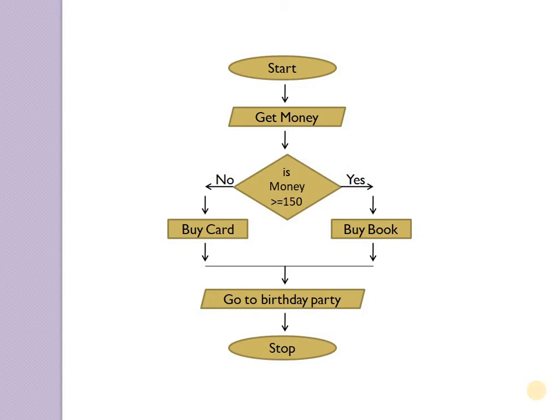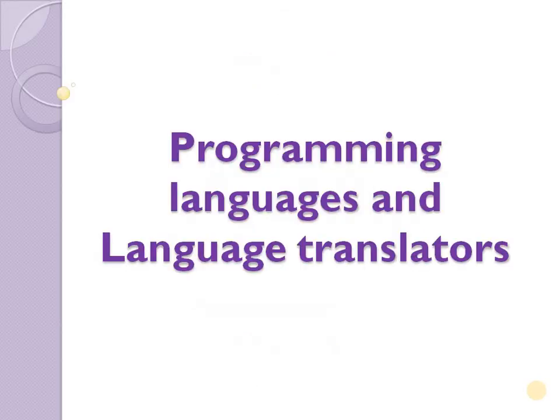Means you will start, then you will get money, means you will take the money from the sources, and then if money is greater than 150, yes, then buy the book, or no, then buy card. And after buying card or book, whatever you are purchasing, means whatever your pocket supports, then you will go to the party and then stop, problem solved. So this is the purpose of flowchart.